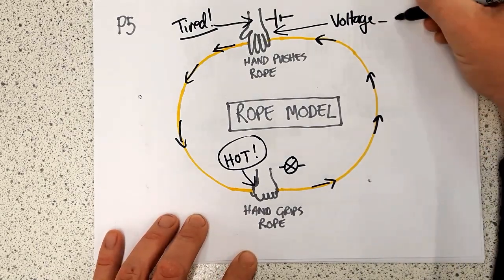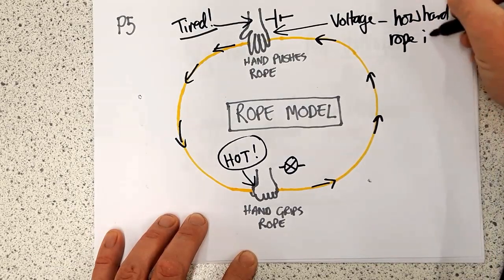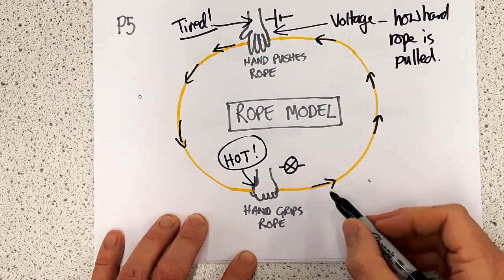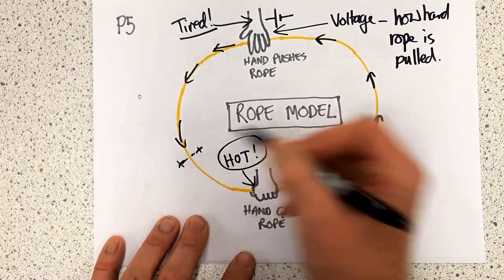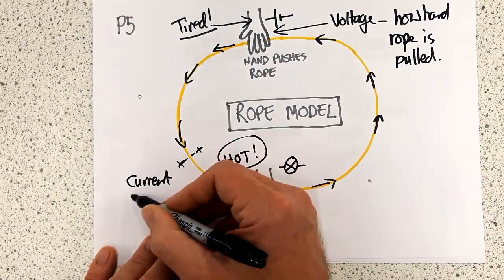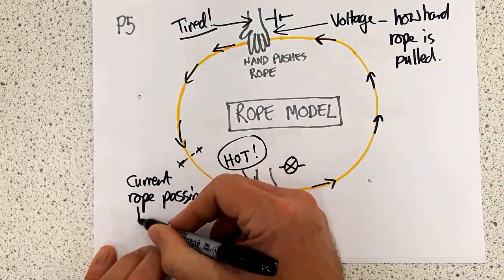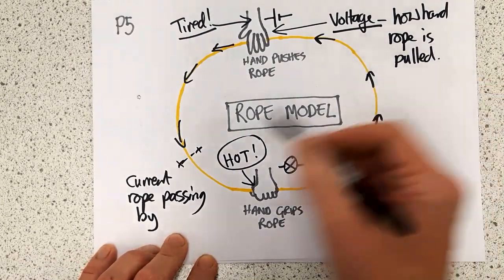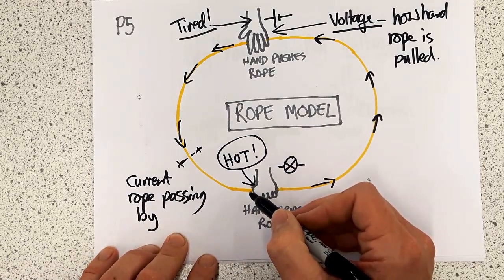So if you think about this, voltage is represented by how hard you pull the rope. And current in this case is measured by how much rope passes a fixed point in the circuit every second. So the current is how much rope passes by. If I increase the voltage, that means if I pull the rope harder, then the rope will move faster, so I get more rope passing per second.